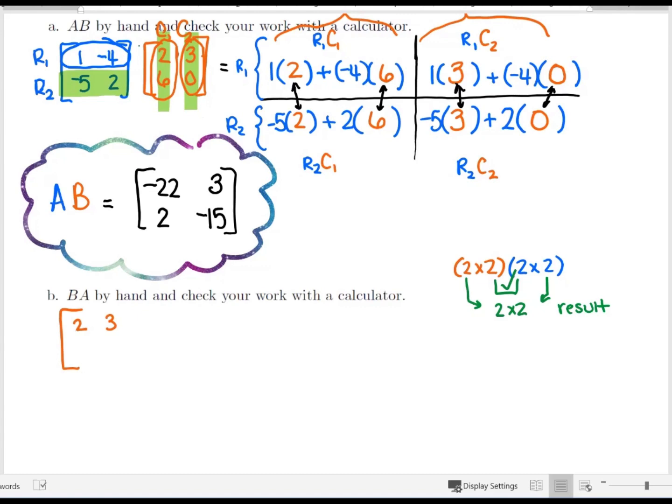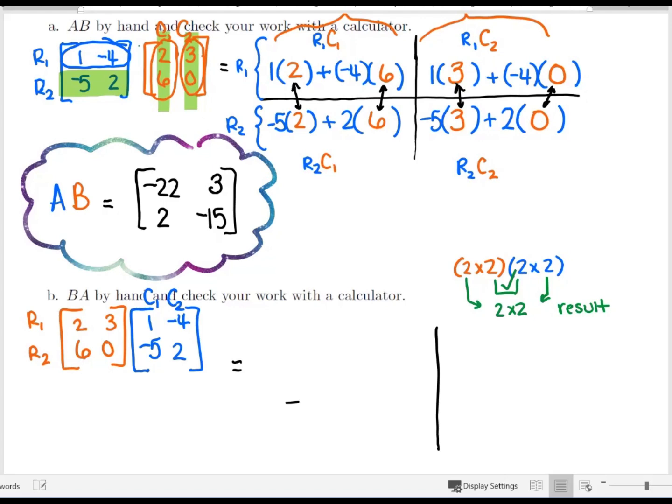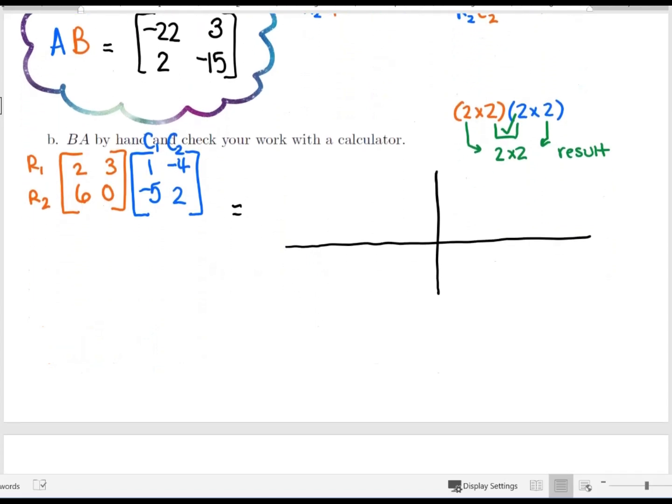We have the B matrix of 2, 3, 6, 0 in orange times my A matrix of 1, -4, -5, 2 in blue. And remember RC cola, we're going to be using the rows of the first one and the columns of the second. And since our answer is going to be another 2 by 2, I'm going to go ahead and put in my little breaks here, set up a nice way to keep my work organized.